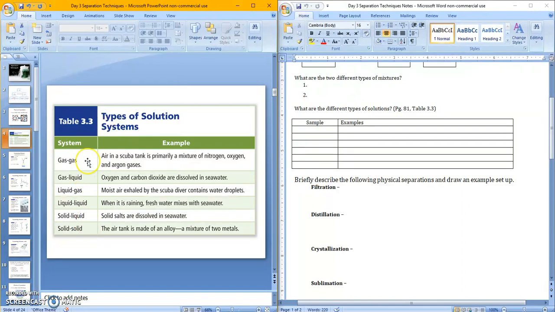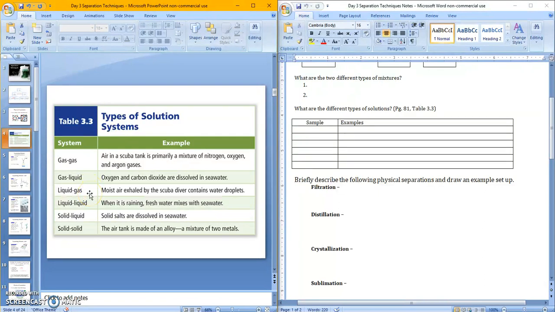So a gas in a gas, all around you you have air, and that's a mixture of nitrogen, oxygen, carbon dioxide, all sorts of gases mixed together. Where it gets a little tricky might be a gas in a liquid. So when you have a soda pop, you have corn syrup and water, and that's what the liquid is. And then they mix gas, CO2, into the soda pop to give it that fizz. That's when a gas is mixed into a liquid.